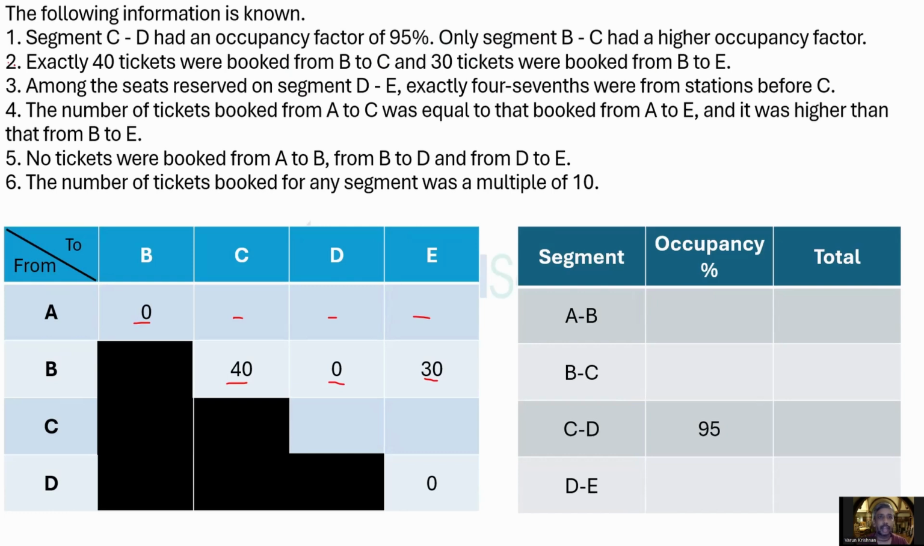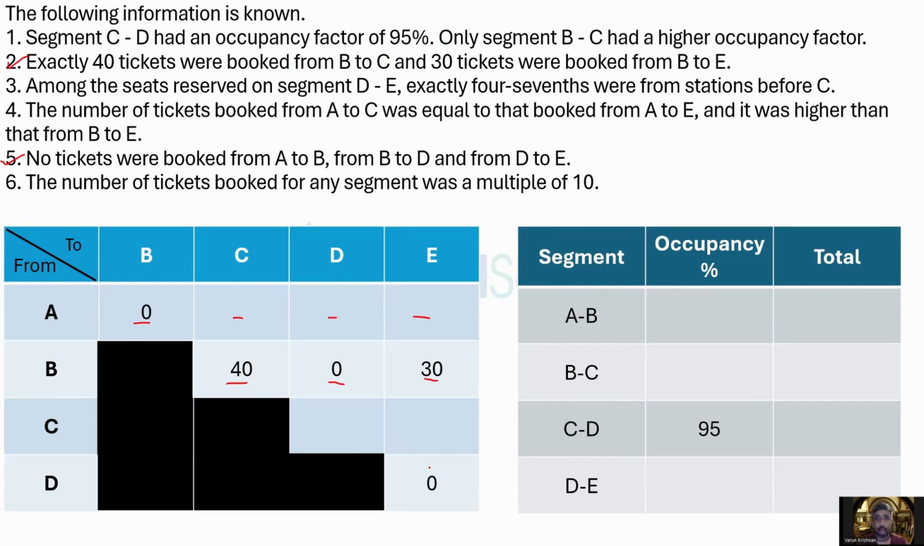Clue 2 says exactly 40 tickets are booked from B to C, which I made a note of here. And 30 tickets are booked from B to E. So that also I have made a note of here. Next, we have also been told in clue number 5 that no tickets were booked from A to B, B to D, or D to E. So the number of tickets booked from A to B is 0, B to D is 0, and D to E is 0. That also I have made a note of.